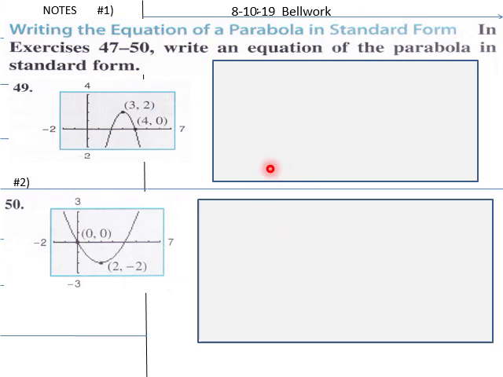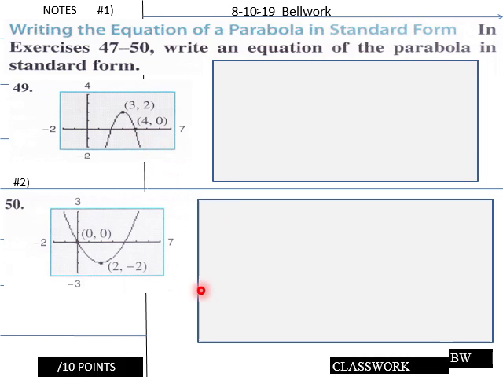Okay, for today's bell work, teachers and students, we have: write an equation of the parabola in standard form. So we have a parabola here, then we have this parabola here. So students and teachers, give your students about 5-6 minutes on this bell work.